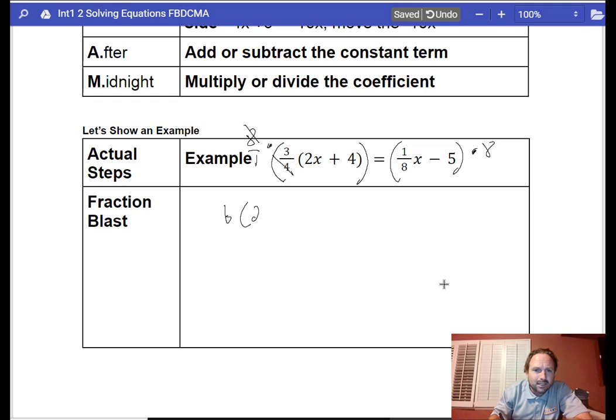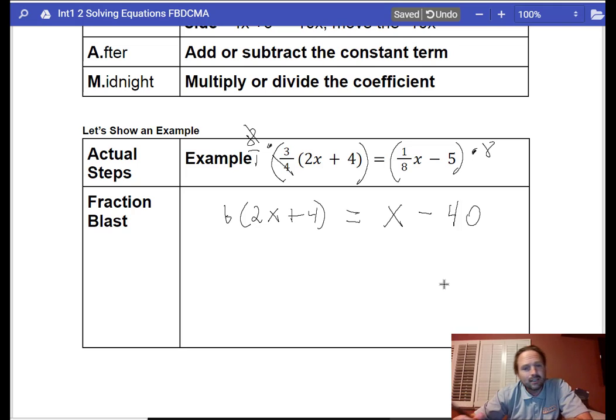So on the left side, I get 6 times the quantity 2x plus 4, is equal to 8 times 1/8, or 8 divided by 8 is 1, and 1x is just x, and 8 times 5 is 40. So this is going to be minus 40. Now there's no more fractions to blast, so we're done. Now if I had multiplied by 4 instead, I would have had a fraction on the right side still. That 1/8 would have been like 1/2, and then I would just multiply by 2 to get rid of that one.